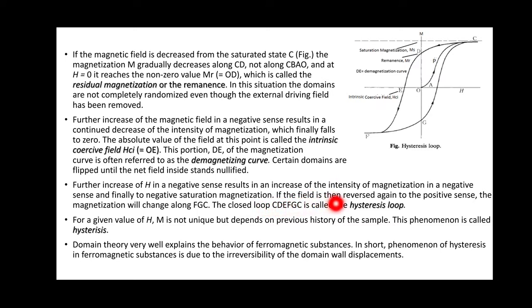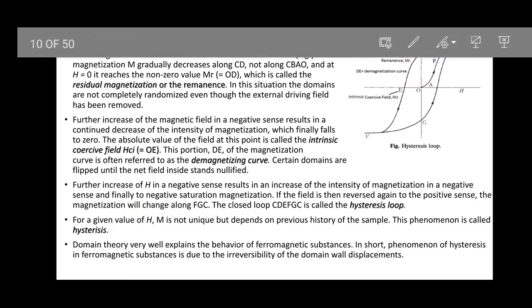If the field then reverts again to the positive sense, the magnetization changes along FGC, and the closed loop CDEFGC is formed. This loop is called the hysteresis loop, and this is the loop for the M versus H curve.